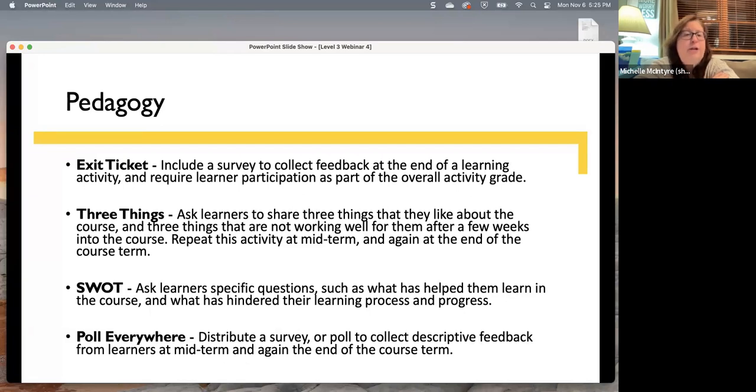There is something called 3 things. You basically ask learners to share 3 things about the course, 3 things that worked well, and 3 things that didn't work at all. You can do it multiple times during the course. Again, you can use Blackboard journals, you can use the Blackboard survey tool, and there are other tools out there, polling tools. There are a lot of free polling tools that you can use.